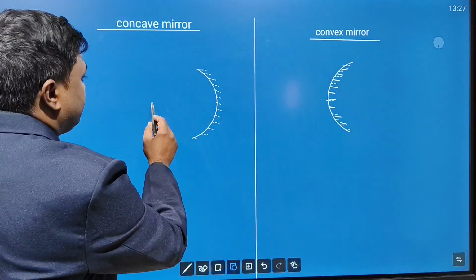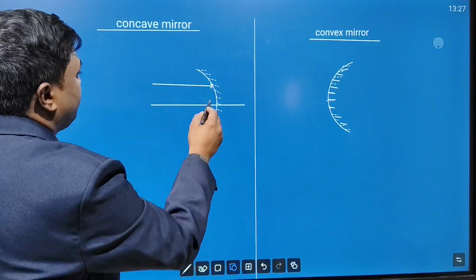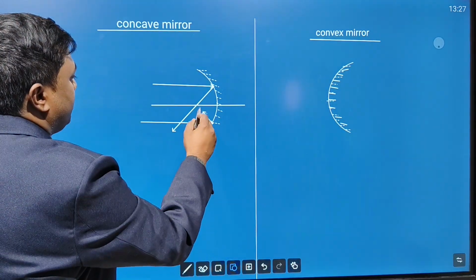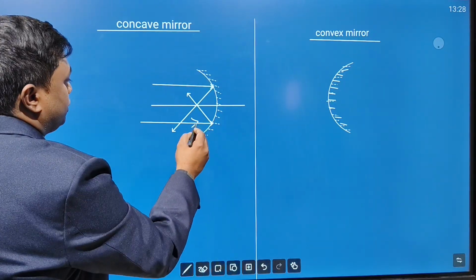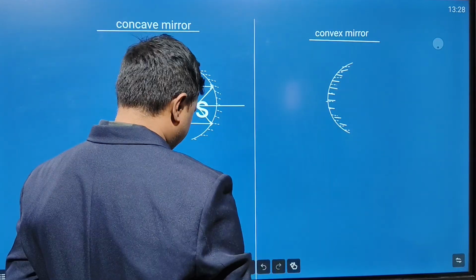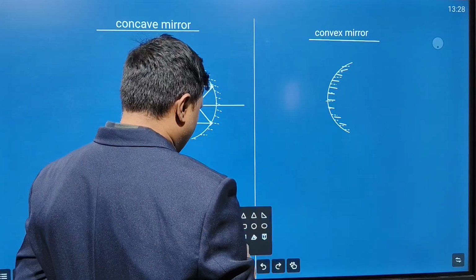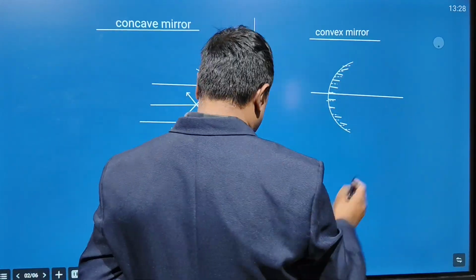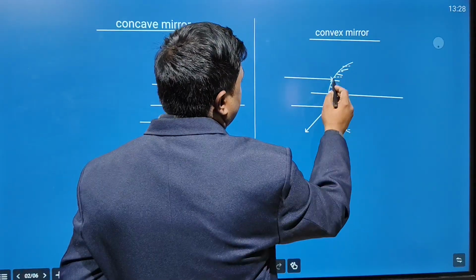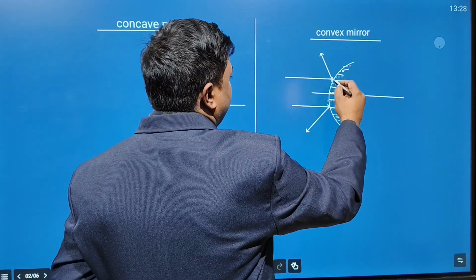Why? Try to understand. This is a principal axis. If a ray of light is parallel to the principal axis, after reflection through the mirror, it will converge to a point. Yes or no? So that's why it is called a converging mirror. Whereas when we talk about the diverging mirror, let's take this is a principal axis. If a ray of light is parallel to the principal axis, after reflection it will diverge. It will appear to meet through one point. So you can see these two light rays will appear to meet here.